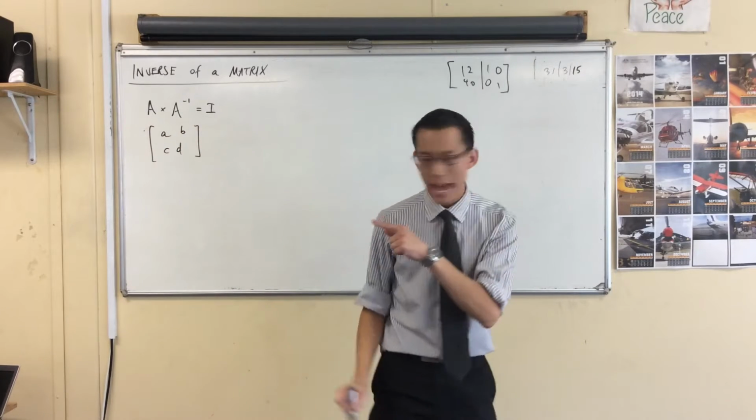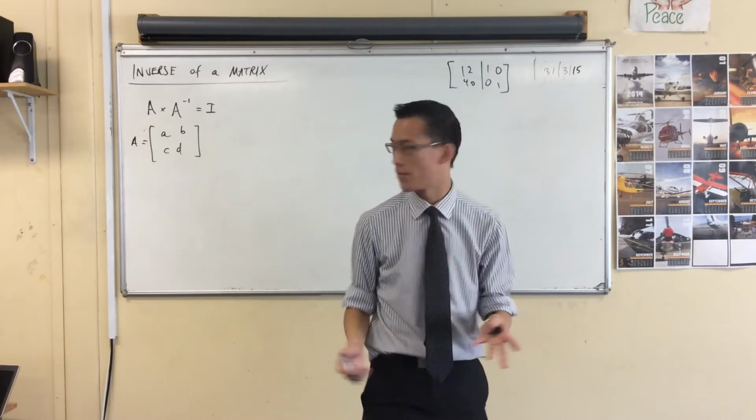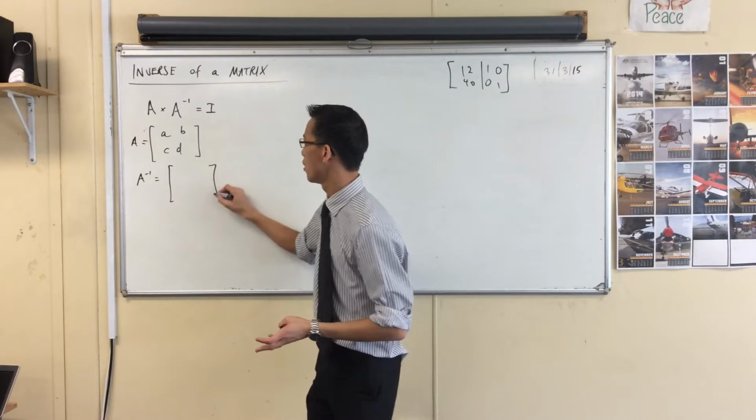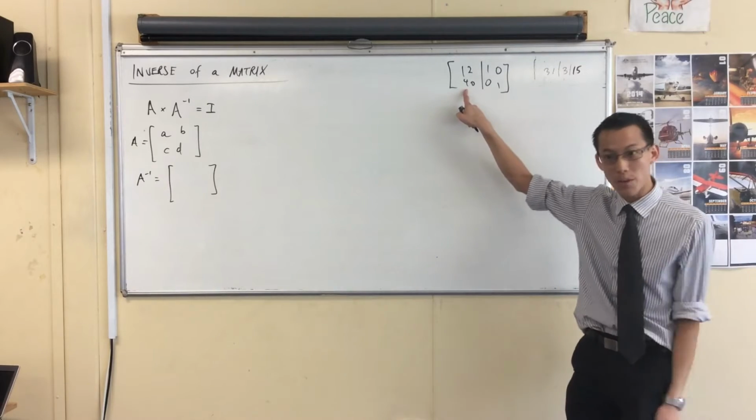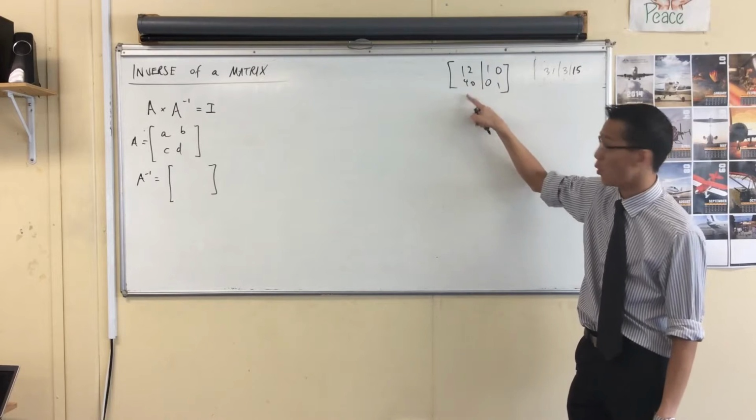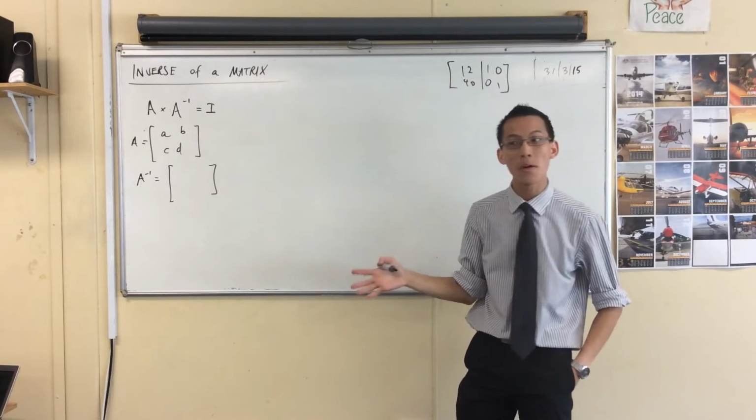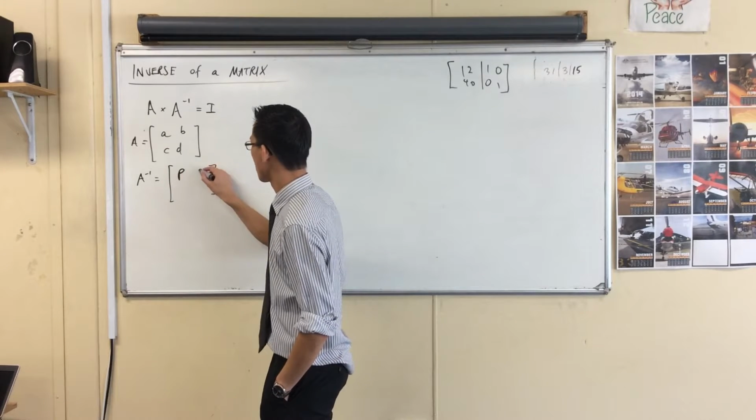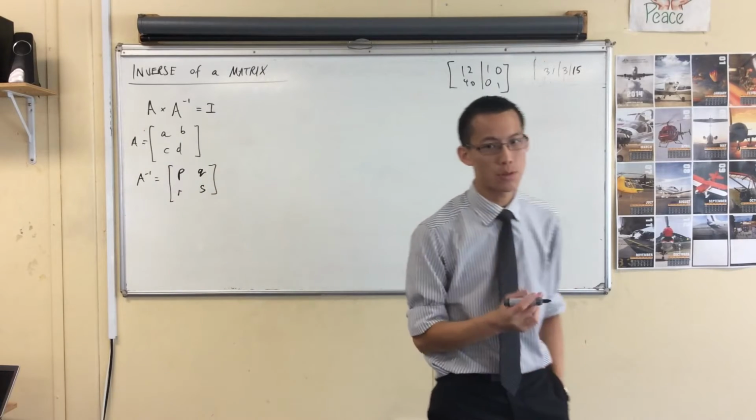If that's A, I need to determine what A inverse is, and I'm going to be searching for 4 numbers. As you saw, if I start with this and put it next to its identity matrix, then clearly its inverse will also be 2 by 2. So I've got the same dimensions here. Now I don't know what these numbers are, so I'm going to call them P, Q, R, S. That's what I'm trying to determine.